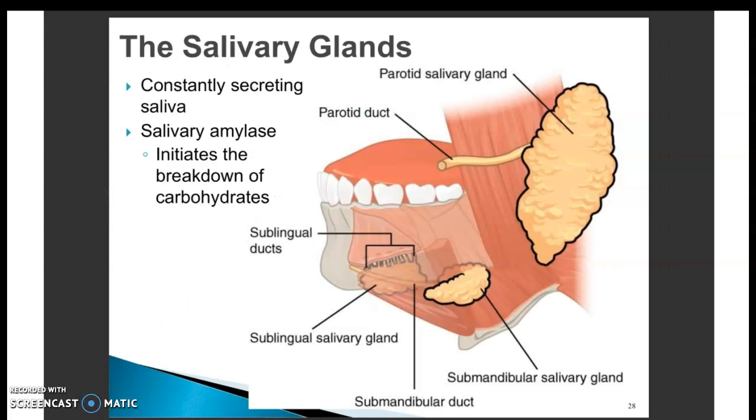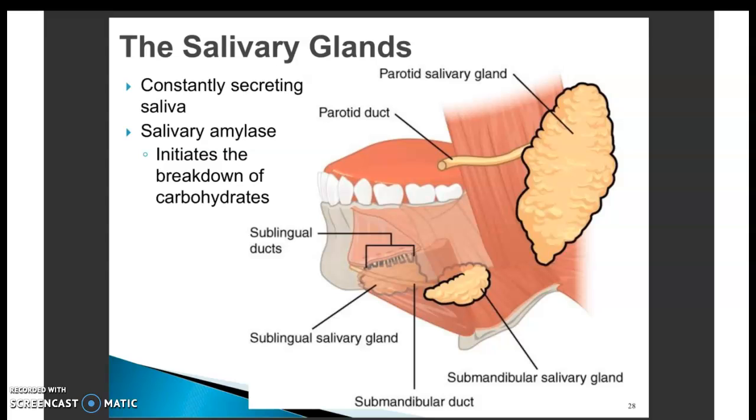Going back to the salivary glands in the mouth, there are three different types. Depending on the location of the gland, it secretes saliva through ducts in order to create a bolus while one is chewing. These salivary glands are constantly producing saliva. The three glands are called the parotid salivary gland, the sublingual salivary gland, and the submandibular salivary gland. And each one comes with their own duct.